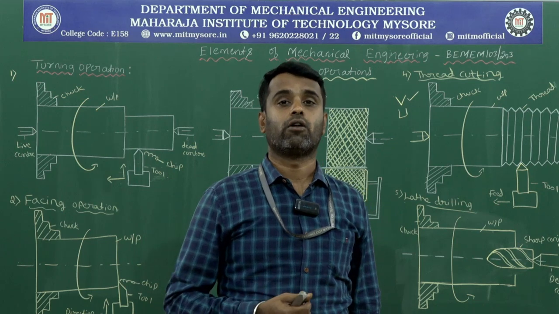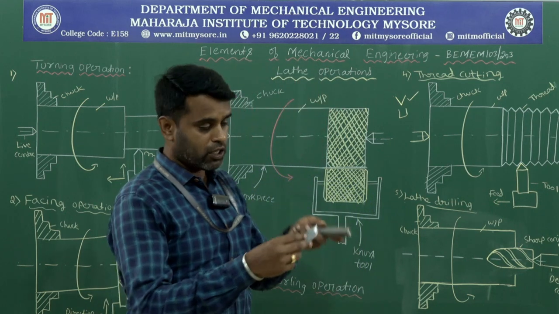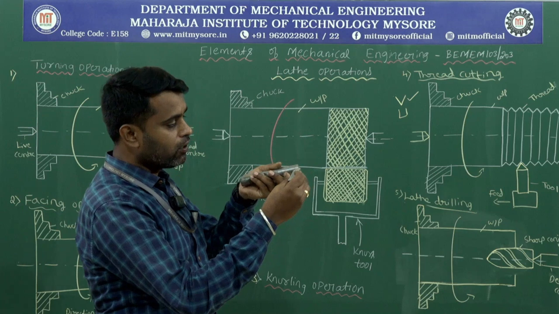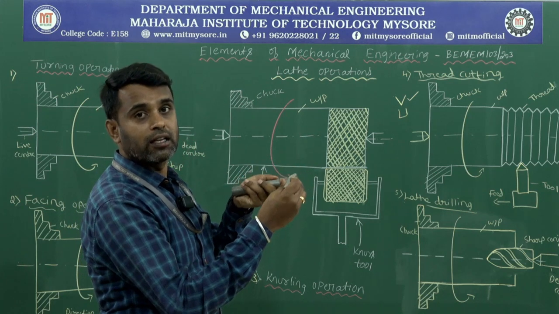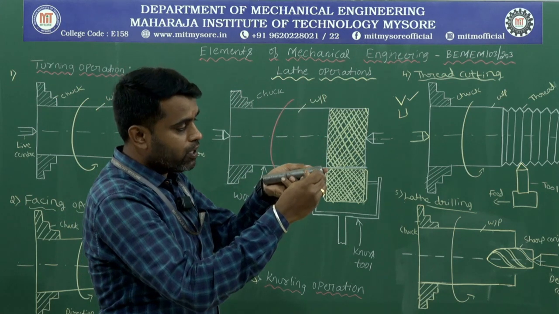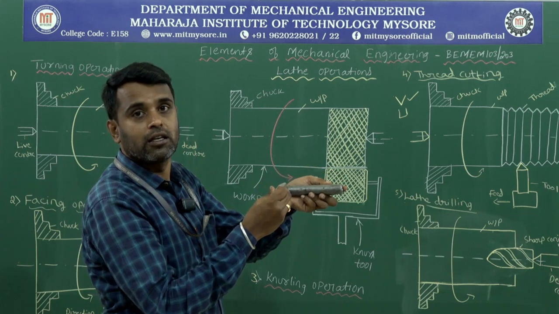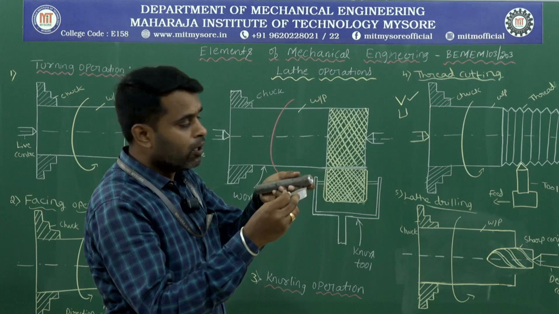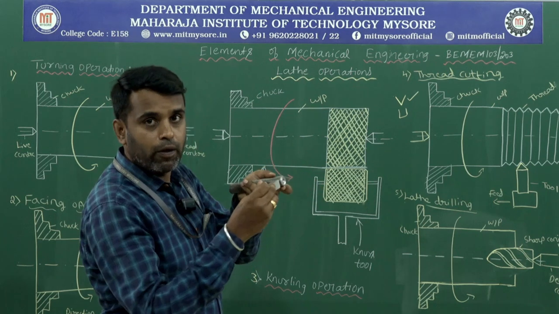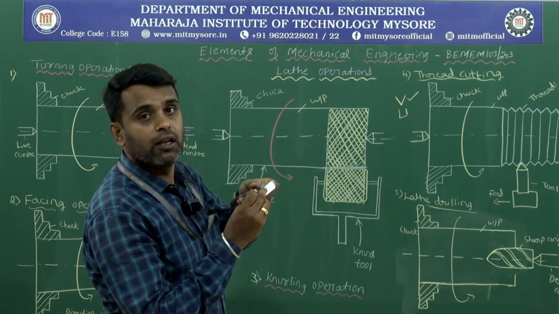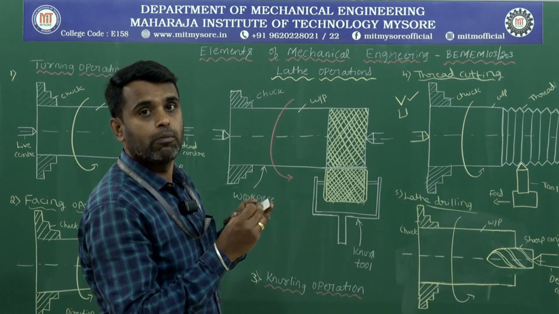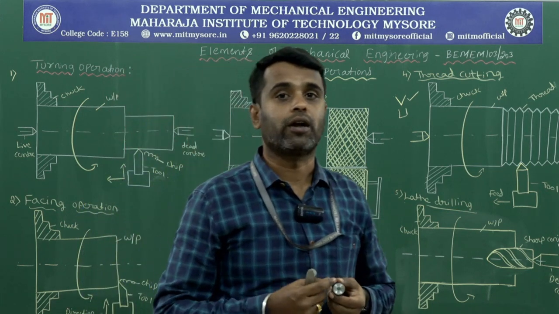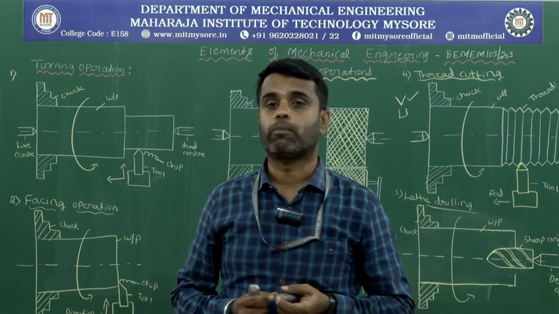That operation we can call the facing operation. During facing operation, we are moving the cutting tool perpendicular to the lathe axis. While turning, we are moving the cutting tool parallel to the lathe axis. At that time, the diameter will be reduced, but while facing, we are moving the cutting tool perpendicular to the lathe axis, and the excess metal will be removed in the form of fine chips to get the flat surface on the workpiece.